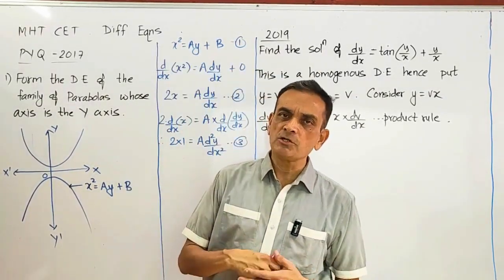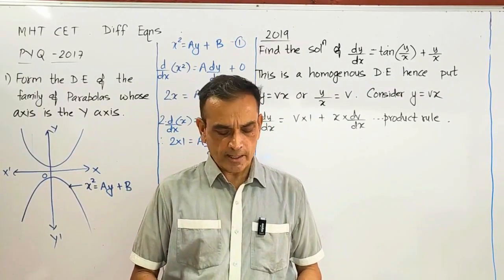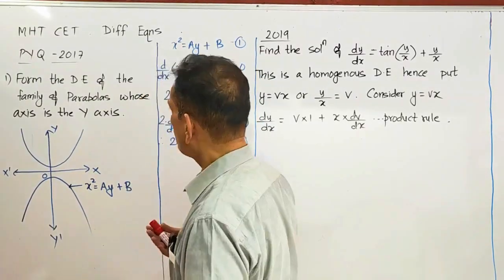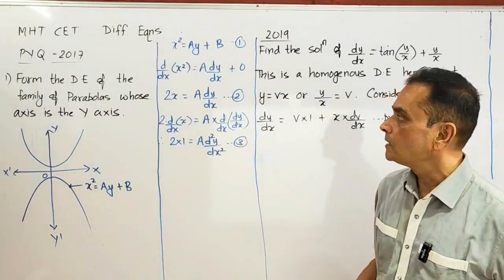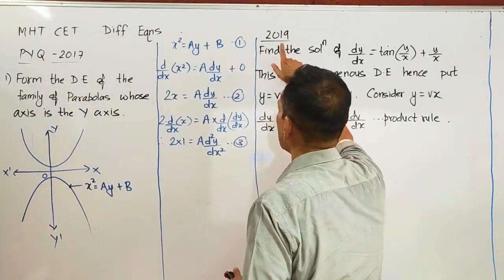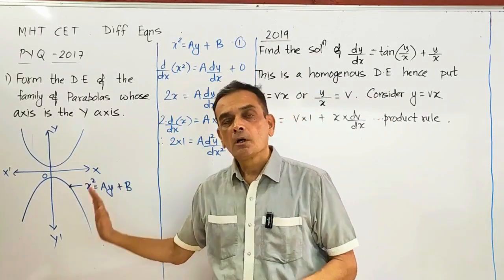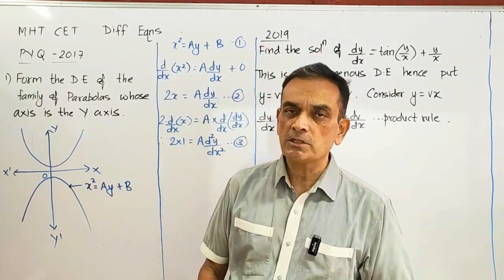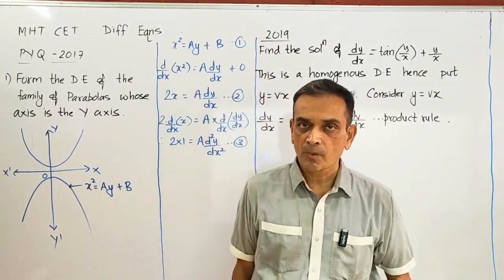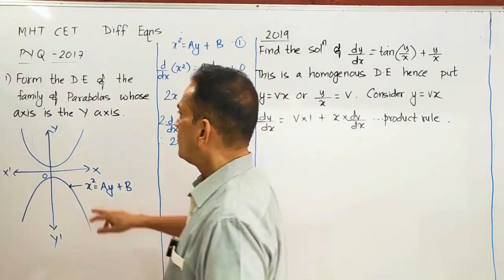Once again, differential equations, CET problem. Let us straight away go to the problem. This is a PYQ. There are two or three sums, PYQ 2017 and 2019. The first problem is about forming a differential equation. The second problem is about solving a differential equation, like we did yesterday. So let us go to the first sum, 2017.